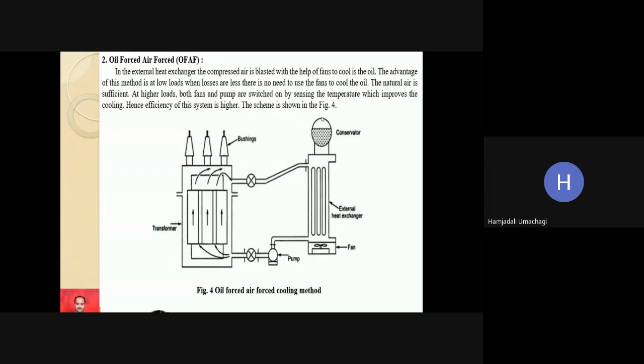The scheme is shown in figure 4. This is a circuit diagram for the oil forced air forced cooling method. Here you can see that for large loads this fan will be on, and for small loads natural air can take away the heat. Is it clear? This is the heat exchanger, this is the transformer tank, this is the pump to compress the oil, these are the bushings, and these are the valves to send the oil from the transformer tank to the heat exchanger. Is it clear? Yes.